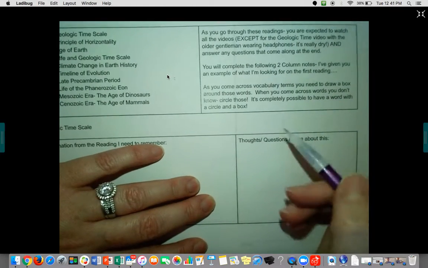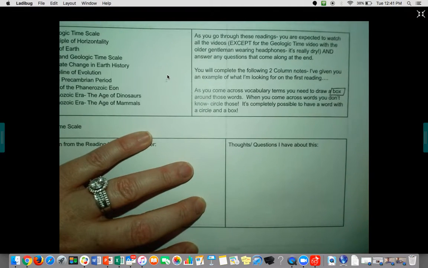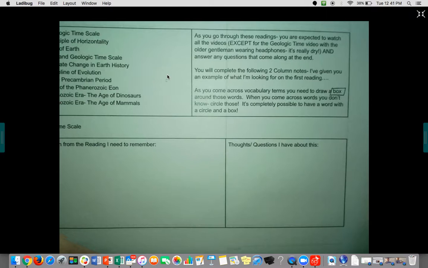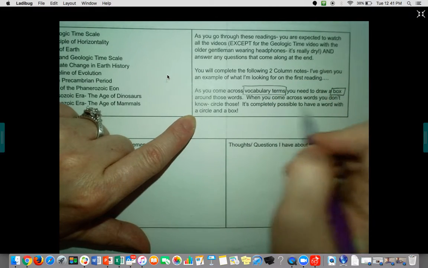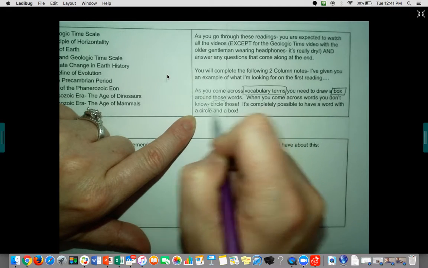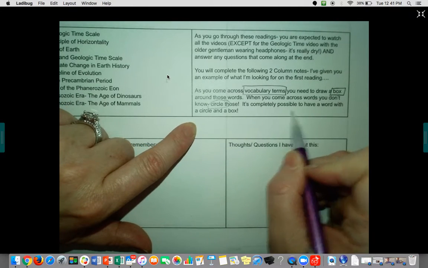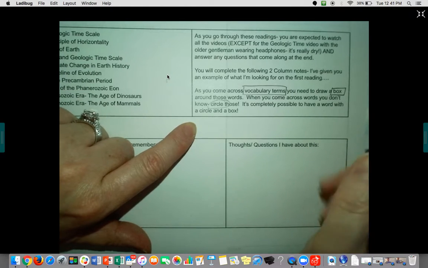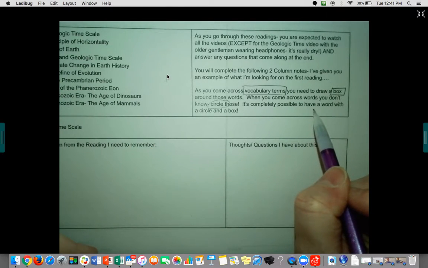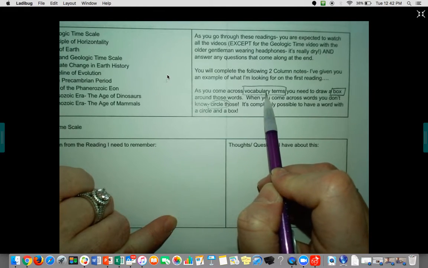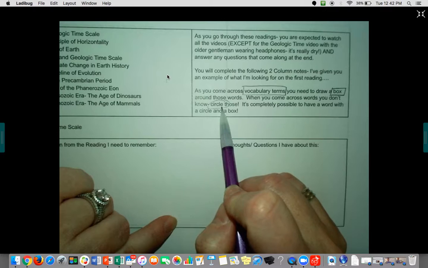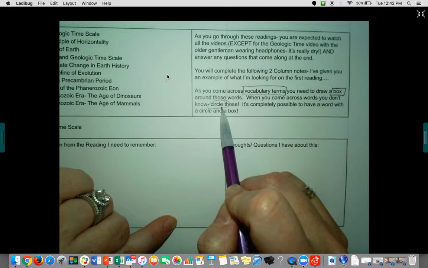As you come across new vocabulary terms, I want you to draw a box around them, and you'll know they're vocabulary terms because they're highlighted, bold, italicized, something like that. When you come across a word you don't know, I want you to circle it. It is completely possible to have a word with a circle and a box, because it may be a vocab word but also something you have no idea what it is, and that's totally okay. Everyone should have the same vocabulary terms identified. The new words to you are going to be different for everyone.